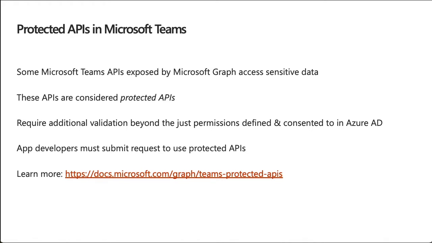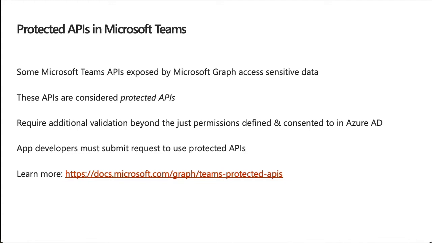They may provide access to sensitive information. So Microsoft calls these things protected APIs, and they're going to require a little more validation beyond just the typical permissions and consent that other APIs you may be familiar with require. In order for your app to use one of these protected APIs, you're actually going to have to submit a request to Microsoft for review of your app.